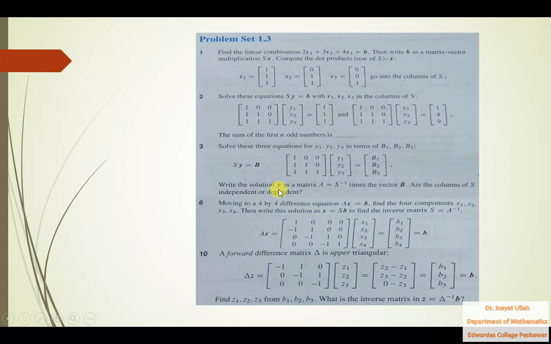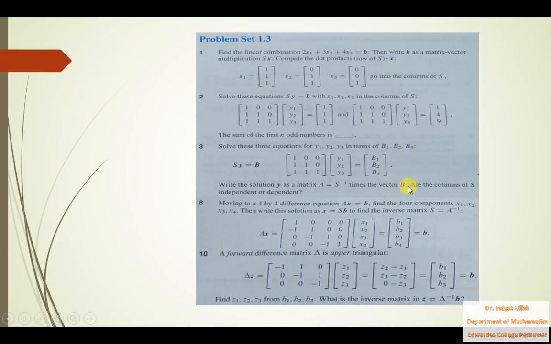Write the solution y using a matrix A, which is equal to S inverse. Whenever you find the values of y1, y2, y3, write those values of y in the form of a matrix on that side, which is actually S inverse. Are the columns of S independent or dependent? Leave this topic because it has no concern with our topic.